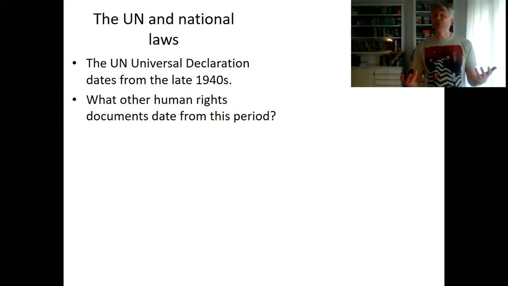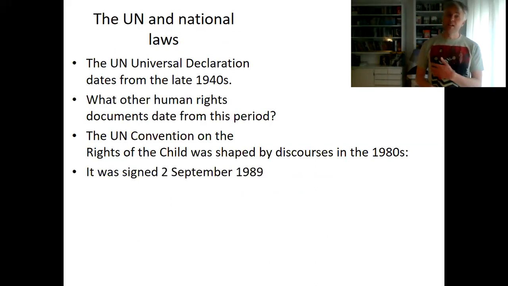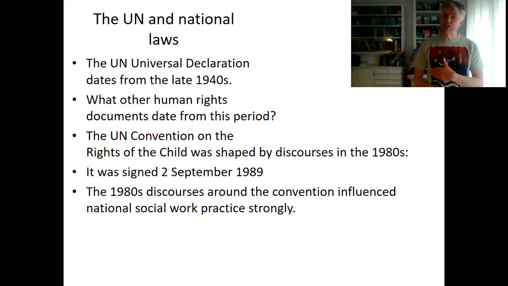I'm sure there are other answers, but I was thinking of our German constitution, our Grundgesetz, which is also interesting and a kind of basis document for social workers too. Moving on to the United Nations Convention on the Rights of the Child. As I've just said, that was shaped by discourses in the 1980s. So that was the accumulation of 1980s discussions of the rights of children. Signed 2nd of September 1989.